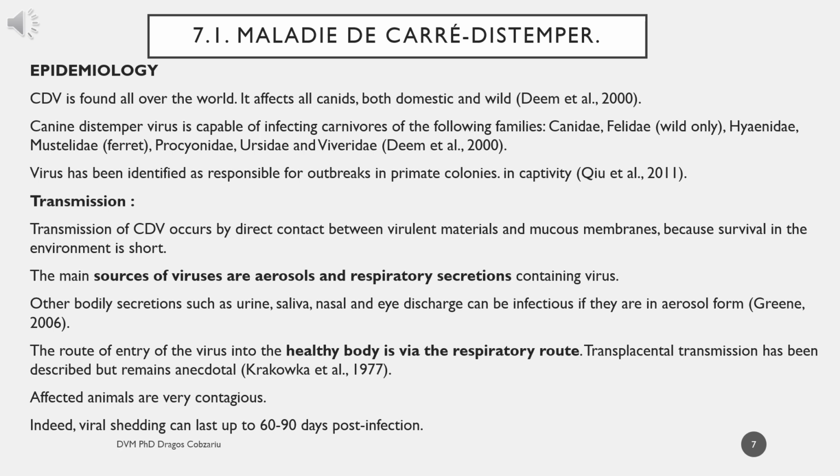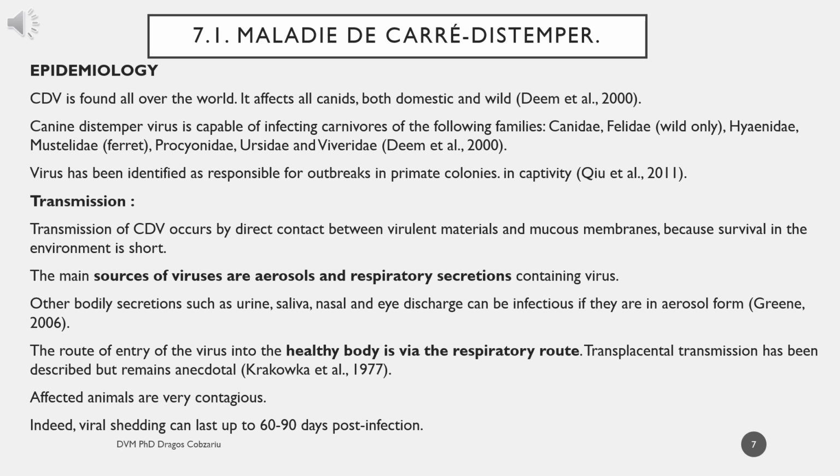CDV is found all over the world. It affects all canids, both domestic and wild. Canine distemper virus is capable of infecting carnivores of the following families: Canidae, Felidae, wild only, Hyenidae, Mustelidae, ferret, Procyonidae, Ursidae, and Viverridae. Recently, the virus has been identified as responsible for outbreaks in primate colonies.